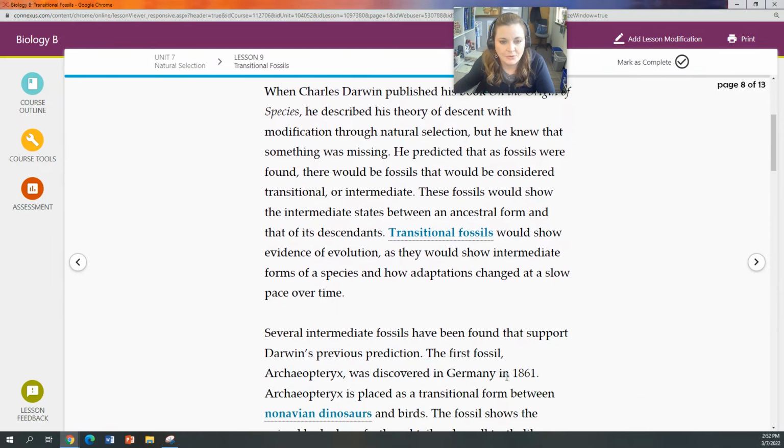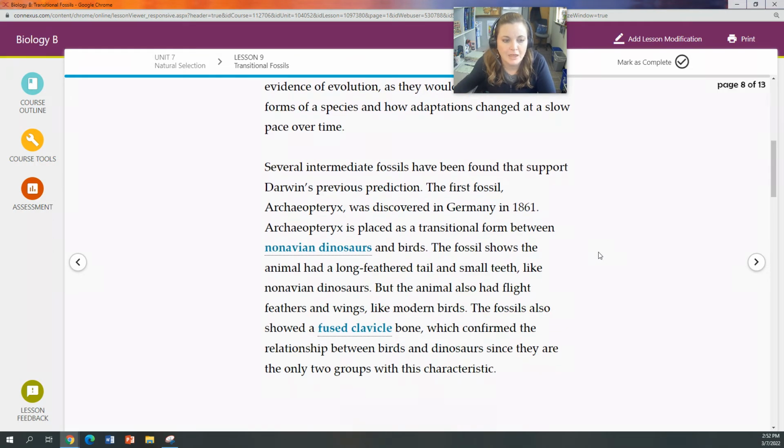So the fossils show an intermediate state between the ancestral form and that of its descendants. So it shows evolution, it's showing change over time, because we see all different stages of change. As an organism was aquatic, it became partially aquatic and partially land-based, and then also land-based as well, right? So just giving some more examples of these transitional fossils going forward.